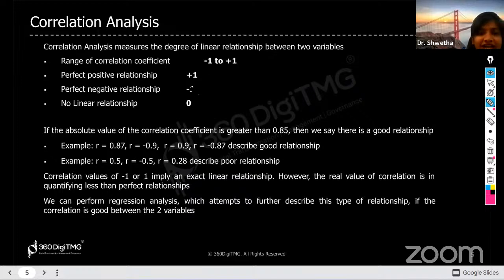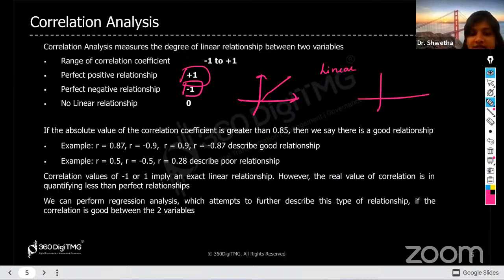So if the correlation values are -1 or +1, then there is an exact correlation. If there is a positive correlation, then you can see there's a perfect linear correlation, linearly both are increasing. This is in case of +1, when r equals plus 1. When r equals -1, that is a perfect linear but negative correlation. However, the real value of correlation is quantifying less than perfect relationships.